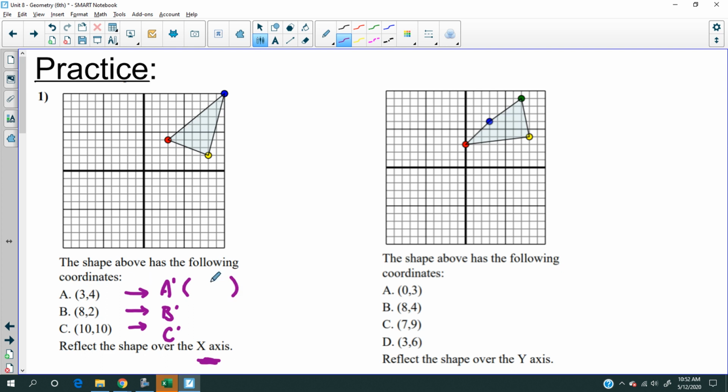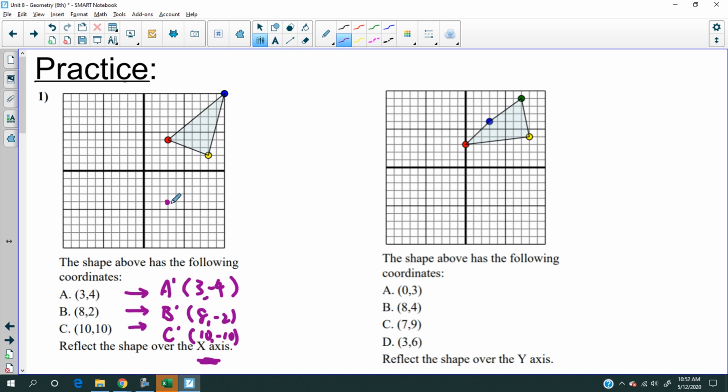So let's see. A prime, 3, -3, becomes 3, -4. B prime becomes 8, -2. And C prime becomes 10, -10. So here we have 3, -4, 1, 2, 3, 1, 2, 3, 4.